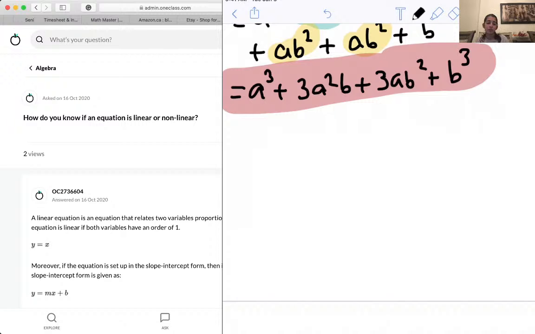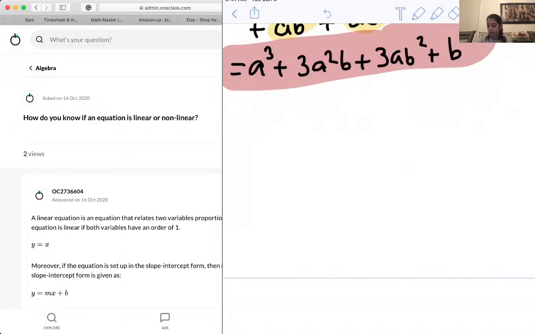How do you know if an equation is linear or non-linear? So, question 7, I think. How do you know if an equation is linear or not? So, if an equation is linear, we have a simple formula that we use. It's y is equal to mx plus b.